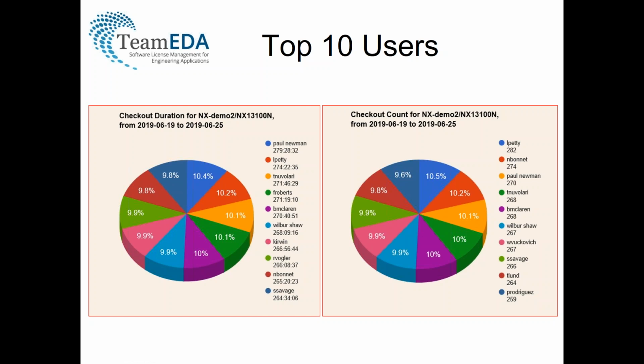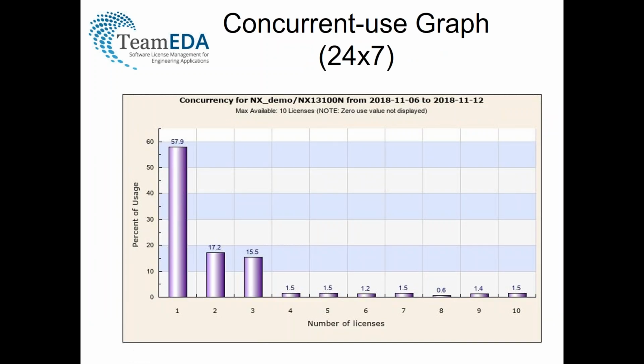These might make good batch reports too. Who are your top 10 users in the last 90 days or last year? Find out, maybe you could get them a node lock license. It's cheaper. Concurrent use reports make good, say, monthly or quarterly batch reports.